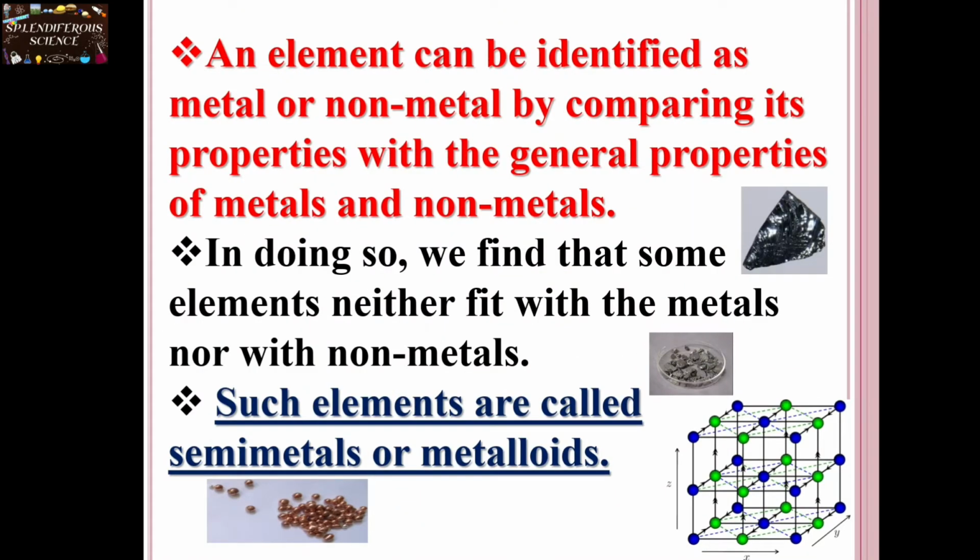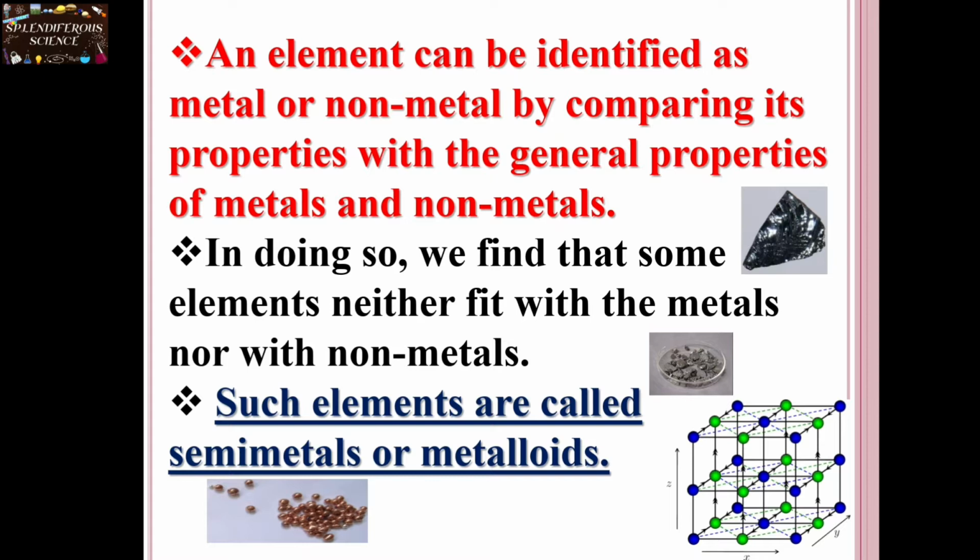An element can be identified as metal or non-metal by comparing its properties with the general properties of metals and non-metals. So, how can an element be identified as a metal or non-metal? Its properties are compared with the general properties of metals and non-metals. In doing so, we find that some elements neither fit with metals nor with non-metals. Such elements are called semi-metals or metalloids.